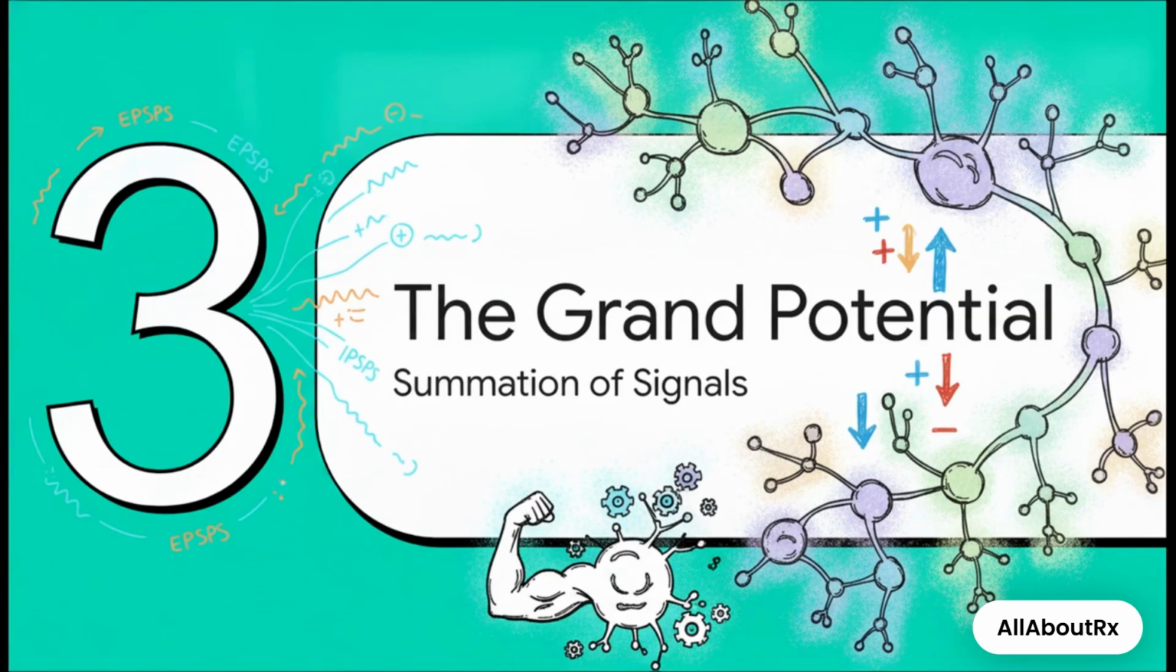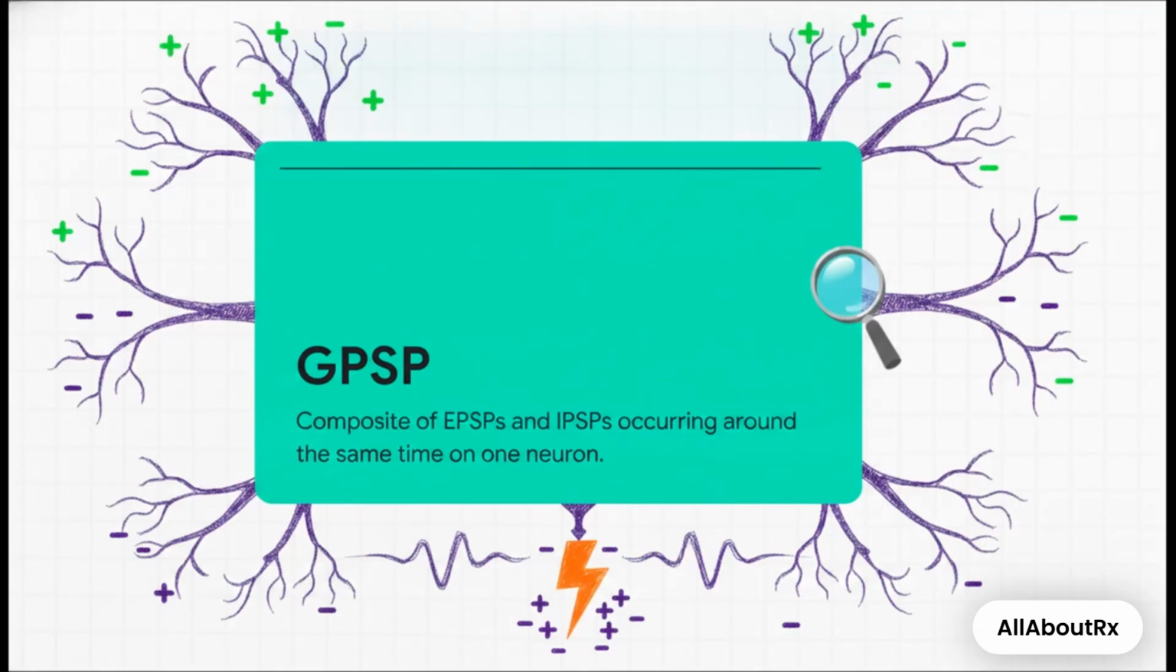Section 3. Calculating the grand potential. Since individual EPSPs and IPSPs are tiny graded potentials, a single one is almost never enough to trigger an action potential on its own. The receiving neuron's dendrites basically have to act as a computational processor. They take in thousands of competing signals from converging neurons to calculate the grand postsynaptic potential, or GPSP.